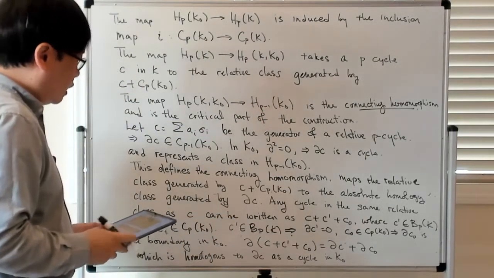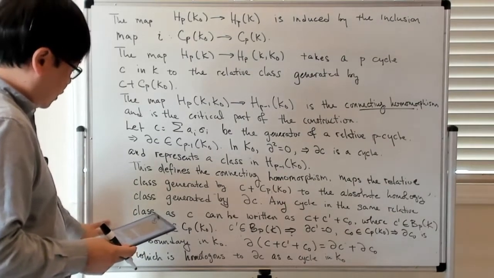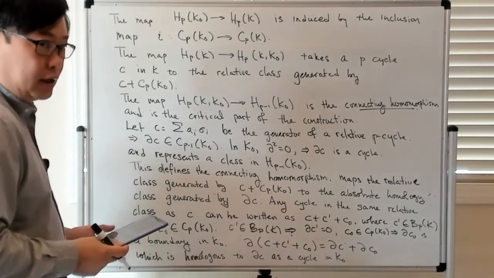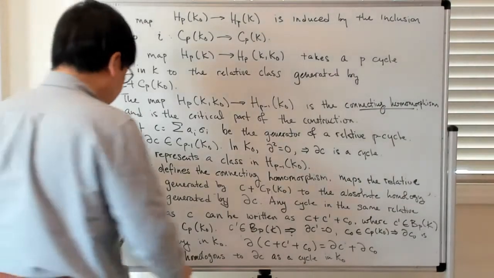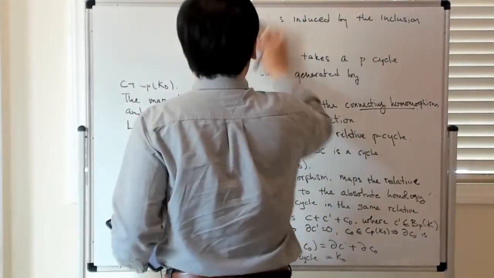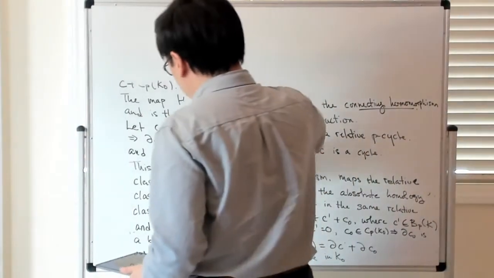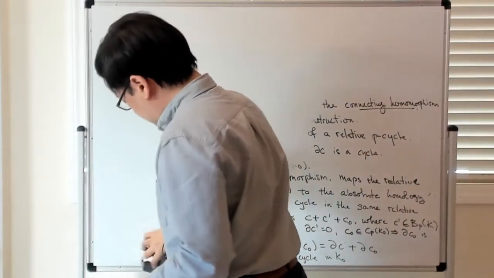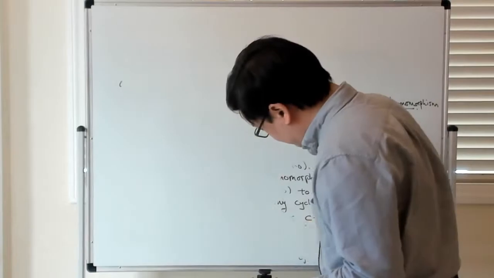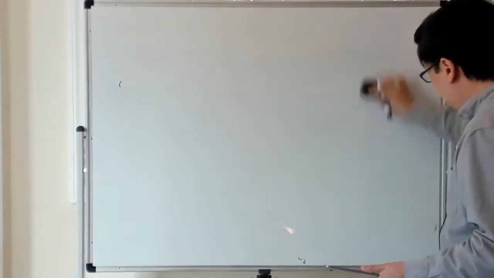Okay. So with that in mind, now let's just try to use this to compute some relative homology groups. So let me just restate the exact sequence we have, and then apply it to a calculation.